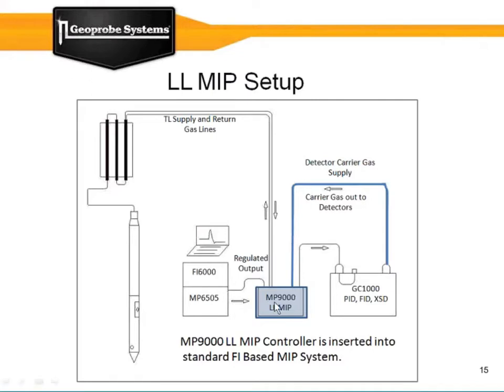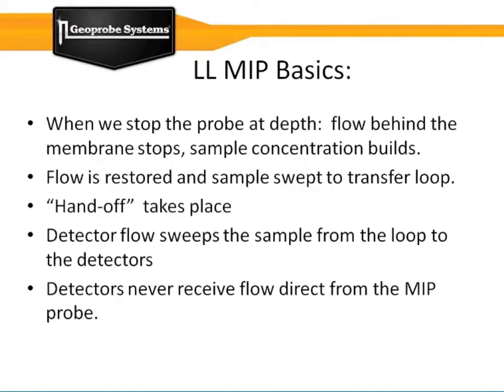So what we do is we put the low-level MIP controller in a standard MIP system. Besides adding this low-level controller, the only other part that we have to add is this detector supply gas. You have to come up with a standard 20 milliliter per minute gas stream that comes over into this low-level MIP controller.